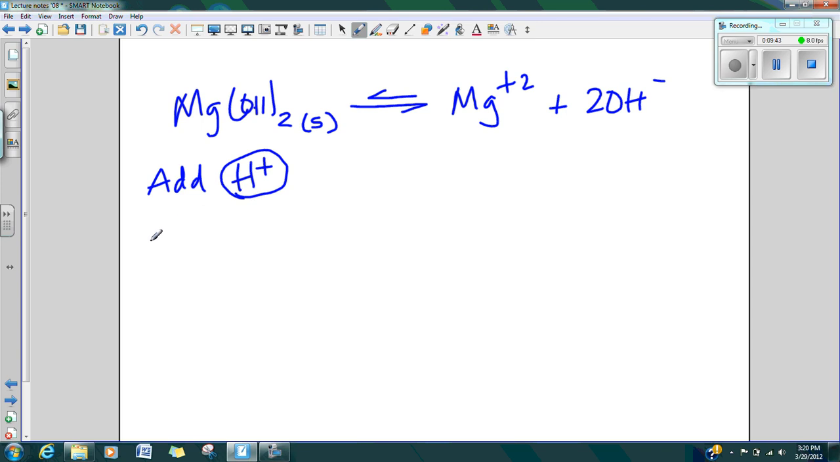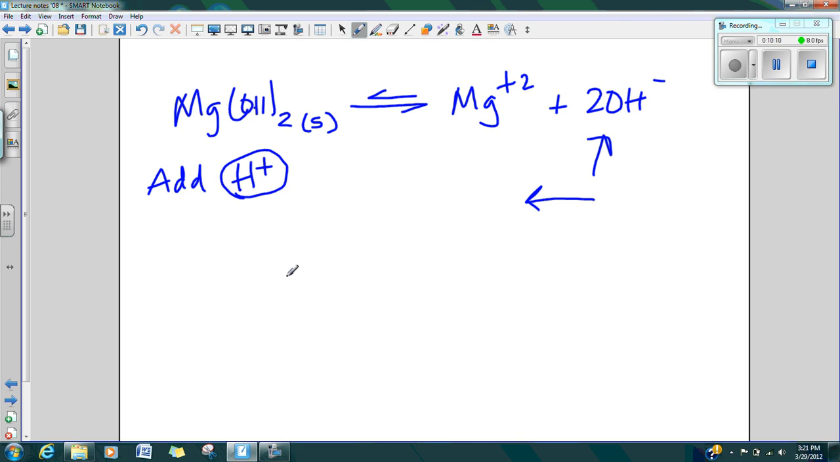And so on the reverse, if I'm going to add some more OH, another basic substance that's going to add to my OH, my pH is going to increase. My Le Chatelier's principle says it's going to shift to the left, and so it's going to decrease the solubility of my magnesium hydroxide. I don't have as much water in my system, and so it's going to decrease it, moving it to the left.